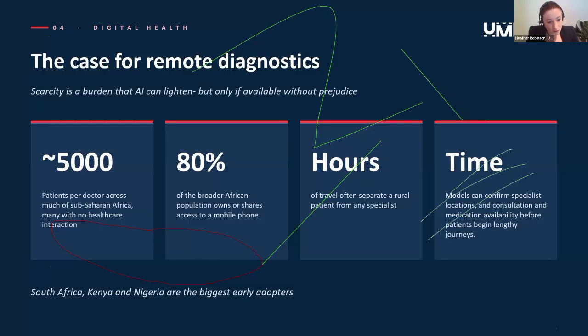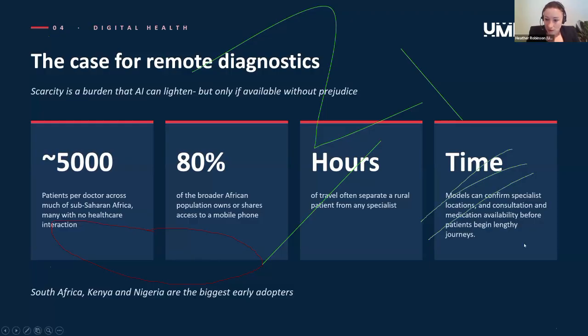So there can be very high ratios of patients per doctor, especially in sub-Saharan Africa, but many people don't have any interaction whatsoever with healthcare. These are the people that probably benefit the most from telemedicine potentially, and remote diagnostic apps as well. Most of the African population has some access to a mobile phone, even if that's shared, but it's not always a smartphone. Some of them are lower tech phones, so that's important to remember. And many people have to travel for hours to get to any kind of clinic, particularly further if they need to go and see a specialist.